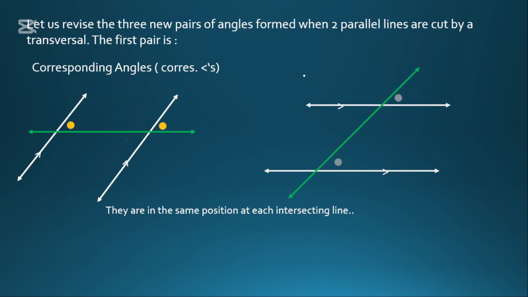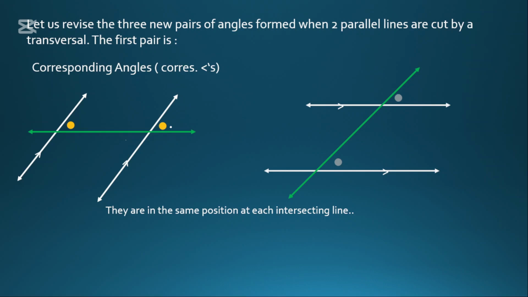Now we start with our first pair. Here we have the corresponding angles. So let us revise the 3 new pairs of angles formed when 2 parallel lines are cut by a transversal. So the first pair is our corresponding angles. Now they are in the same position at each intersecting line. You see here, that's our parallel lines. That is our transversal. This one is on the right hand side of the parallel line. That one on the right hand side, both above the transversal.